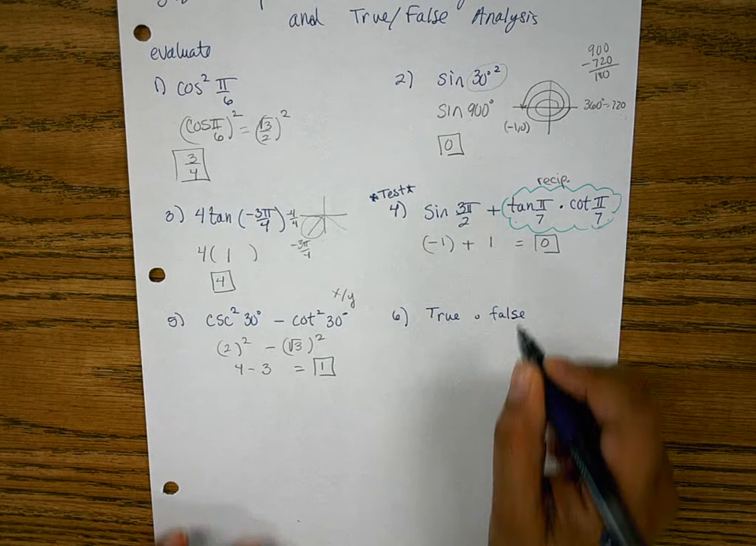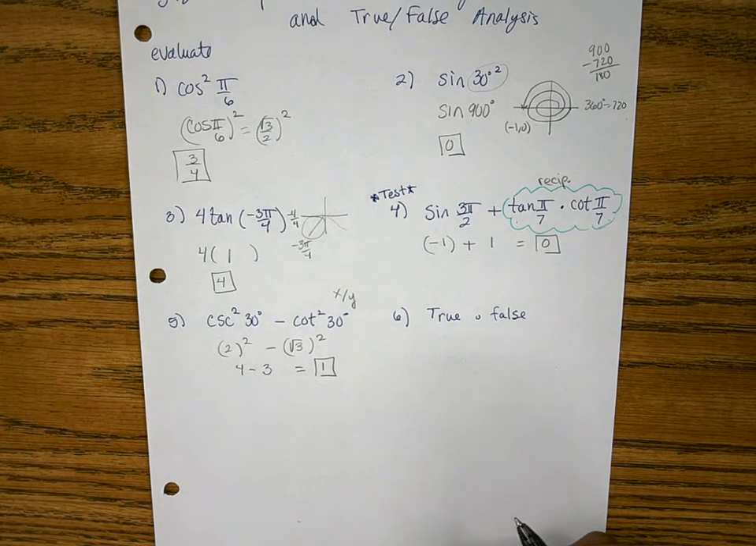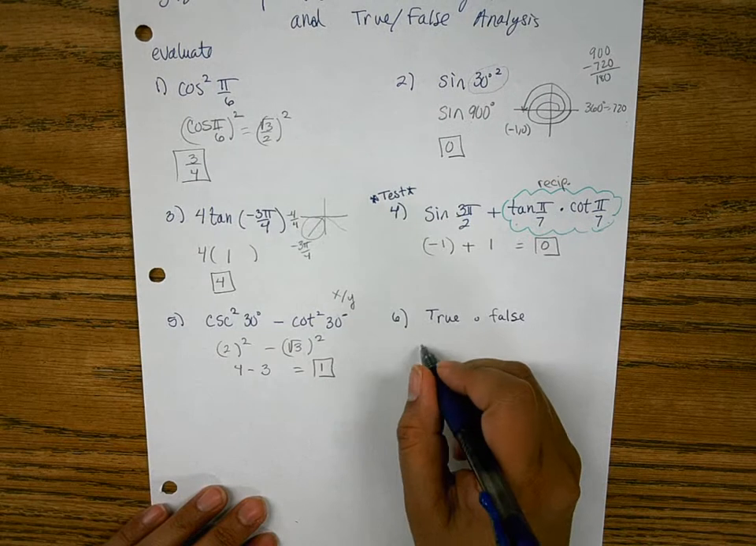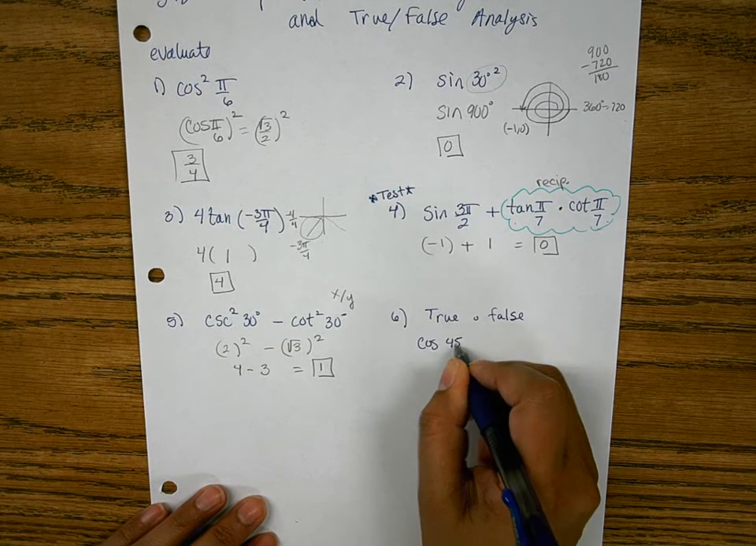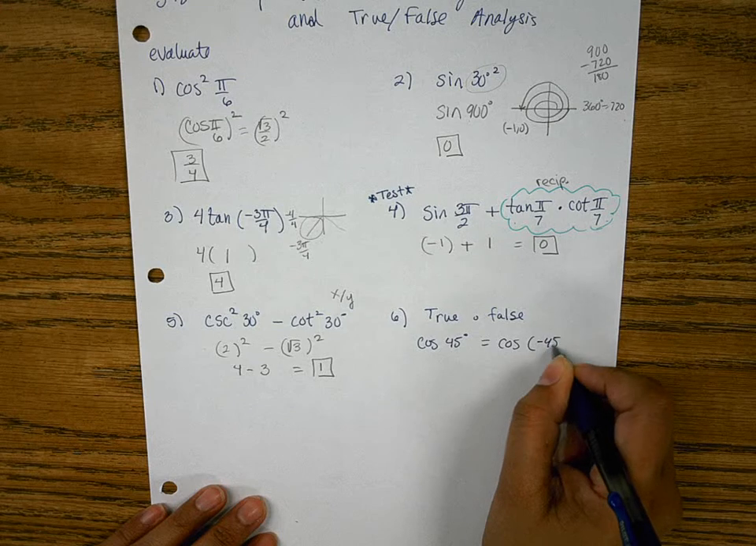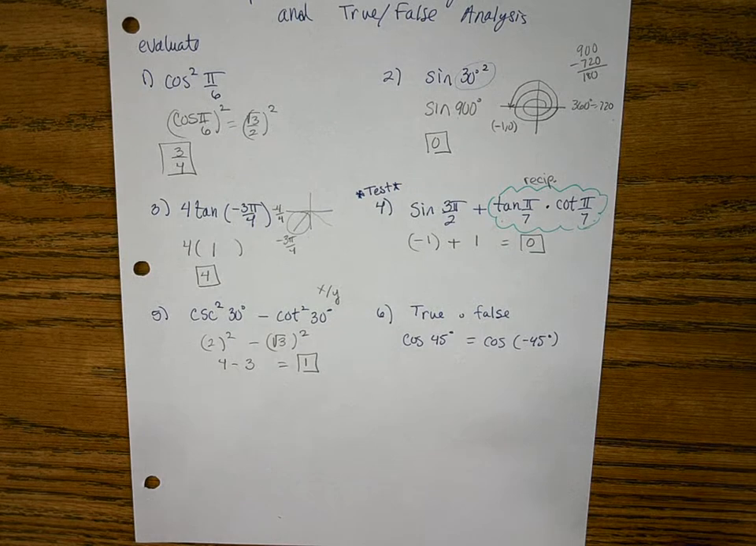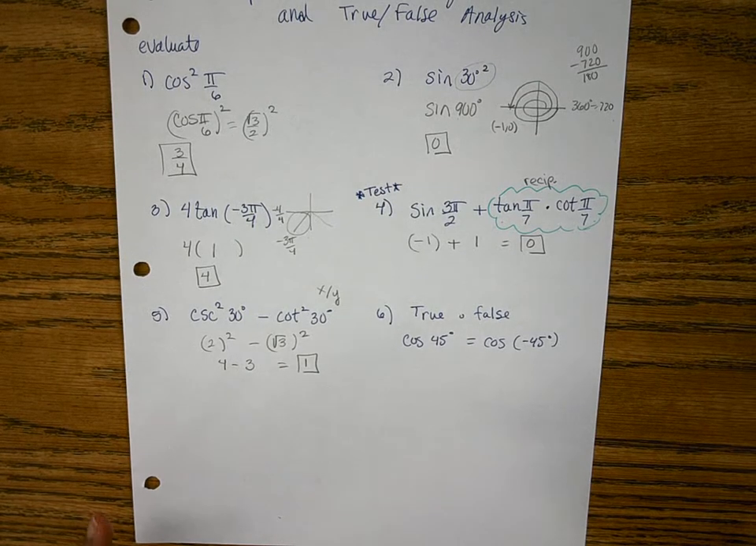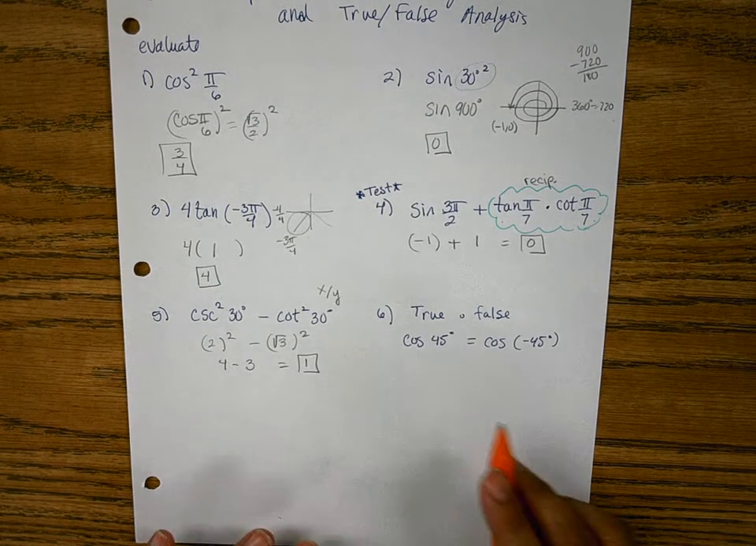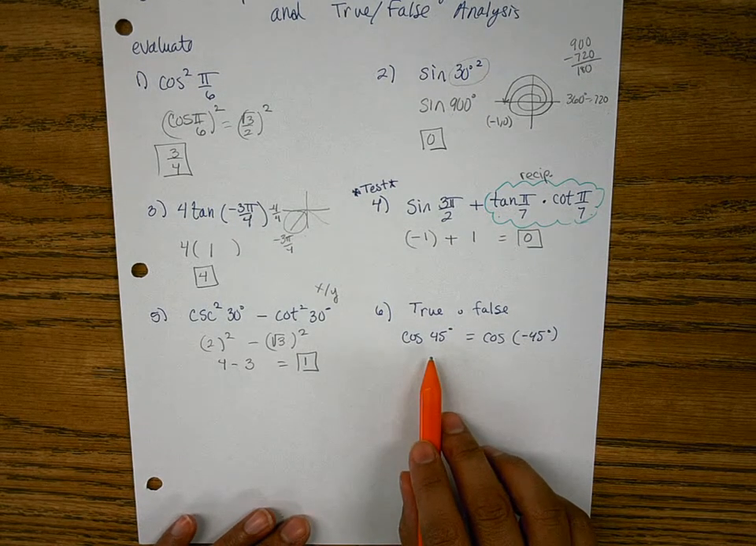True or false. And the next few are going to be true or false. All right, so cosine of 45 degrees equals cosine of negative 45 degrees. Now these first two are going to be ones where we can actually calculate them, but we're going to eventually get to some where we cannot and learn how to work with it.